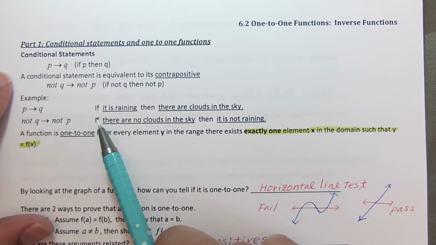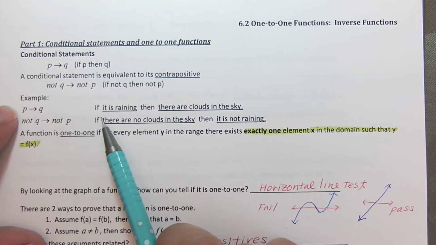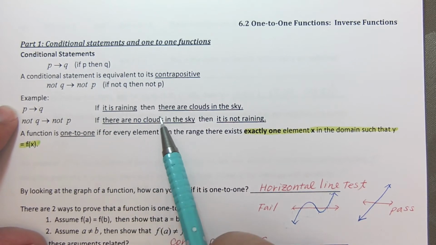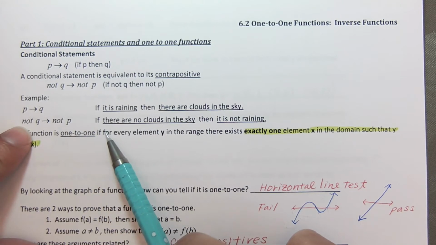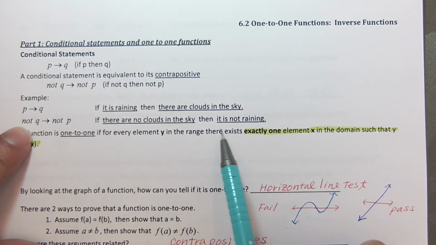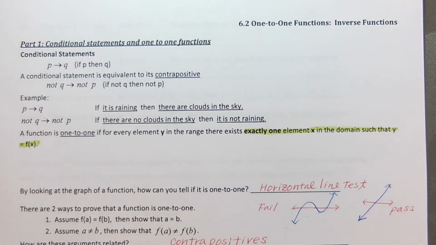So we'll have an example. Here's the conditional statement. If it is raining, then there are clouds in the sky. So the contrapositive is, if there are no clouds in the sky, then it is not raining. I'll let you soak on that one for a little bit.